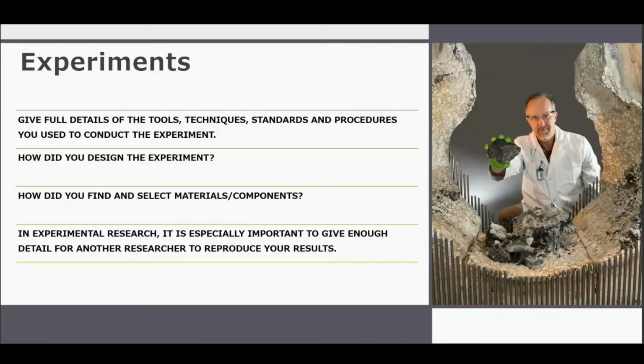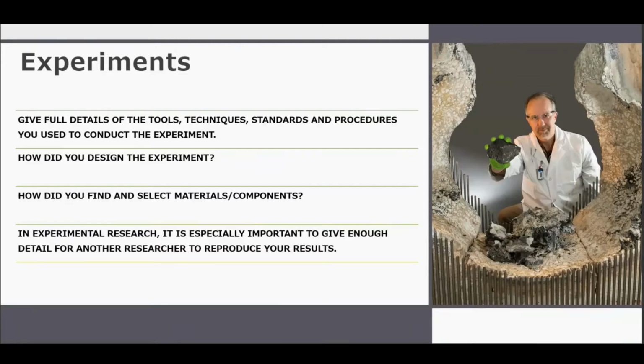How did you design the experiment? Again, it's another part that you need to reflect in your method section. How did you find and select the materials? You cannot simply say that because the materials are available here, you use them. You need to have some reasons and justifications for selecting a specific type of materials for your mix.